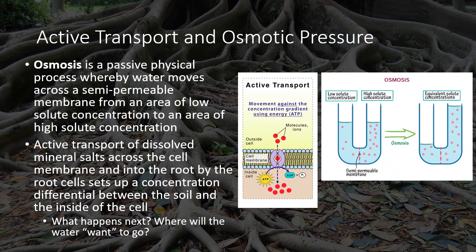So, when plants are actively transporting salts, dissolved mineral salts from the soil into their cells, they set up a difference in the solute concentration between the outside of the cell and the inside of the cell. So what happens next? We've got a higher concentration inside the cell. Where is the water going to want to go? Obviously, water doesn't have a brain. Water doesn't want anything. It's an inanimate object, but the water is going to go somewhere as a result of having a higher concentration of salts inside the cell.